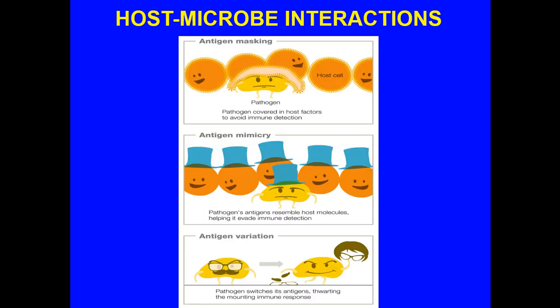Here's that little cartoon here, the antigen masking. So the pathogen covers itself in host factors to avoid immune detection. Antigen mimicry: it basically resembles the host molecules, helping it to evade immune detection. And finally, variation. It continues to keep switching them. Leishmania is one of those, and there are a variety of other ones, including, I believe, the malaria parasite that does that too.